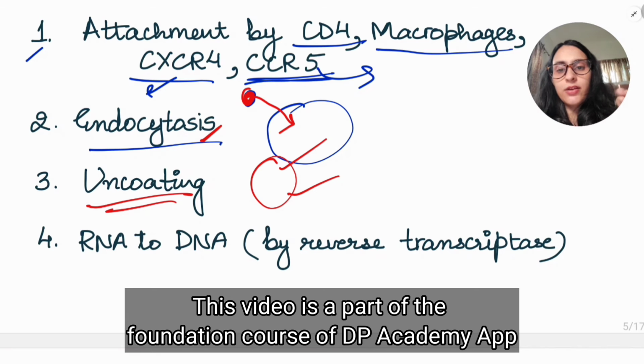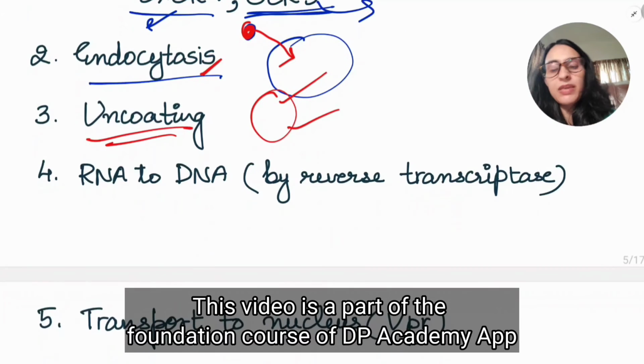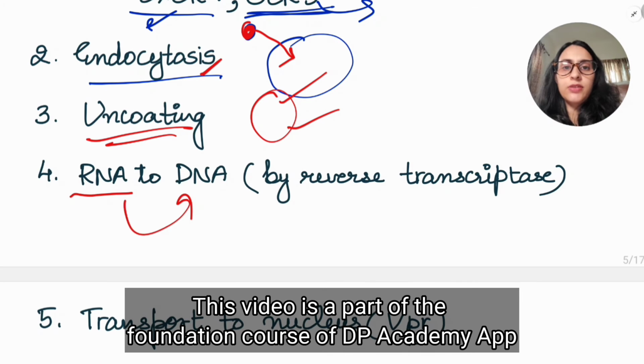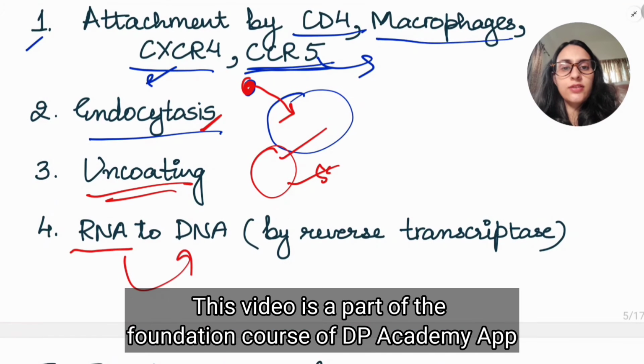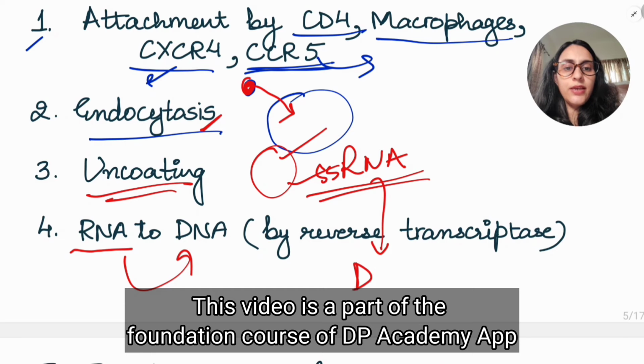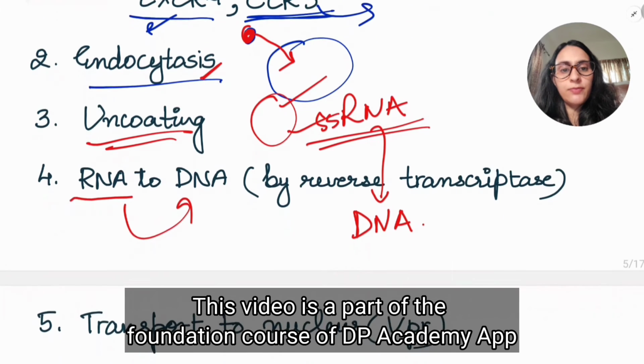Now only the nucleic acid remains and goes inside the cell. Basically, first it goes into the cytoplasm. From there, DNA is synthesized with the help of reverse transcriptase. See, this HIV virus is what? Single-stranded RNA. 2 copies of single-stranded RNA. From this, DNA is synthesized with the help of reverse transcriptase.